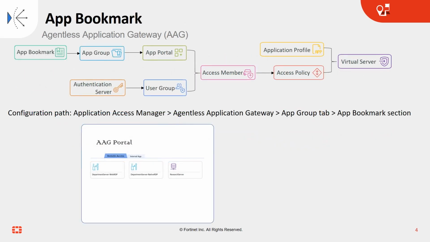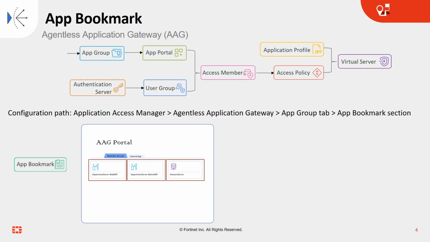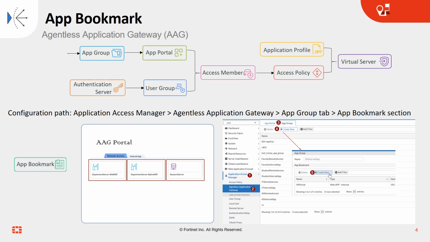An app bookmark represents a specific remote resource or internal application that you want to display to users in the AAG portal. Each bookmark corresponds to a backend destination, such as an RDP server, SSH host, VNC session, Telnet device, or internal web application. Bookmarks are configured in the App Group tab under the Agentless Application Gateway page. Let's take a look at the bookmark configurations.